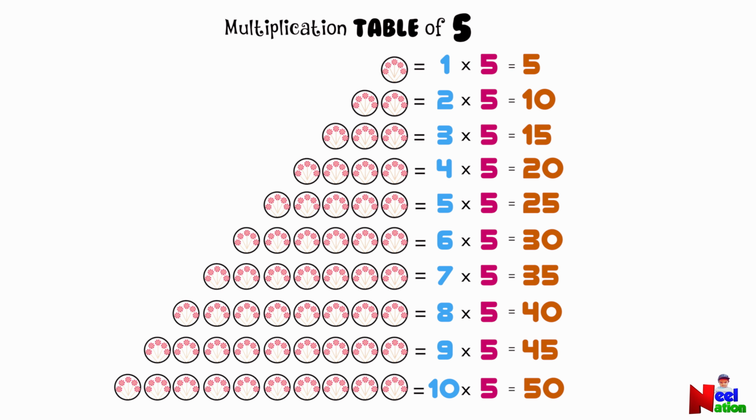The table of 5 is one of the easiest multiplication tables to learn. Why? Just keep counting by 5s and you get the table of 5. 5, 10, 15, 20, 25, 30, 35, 40, 45, 50.